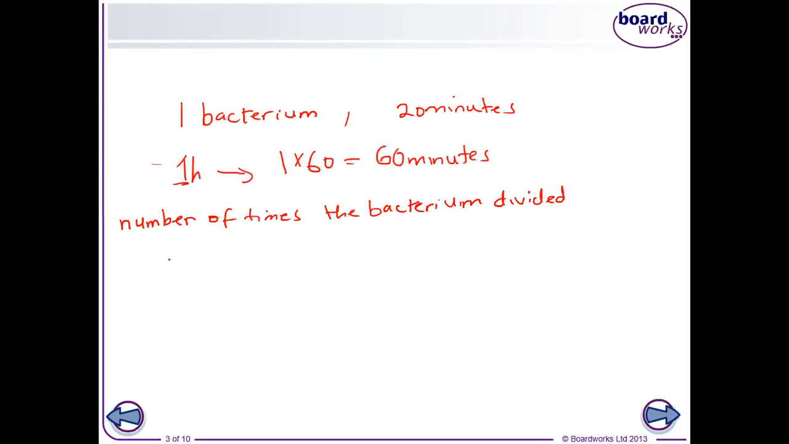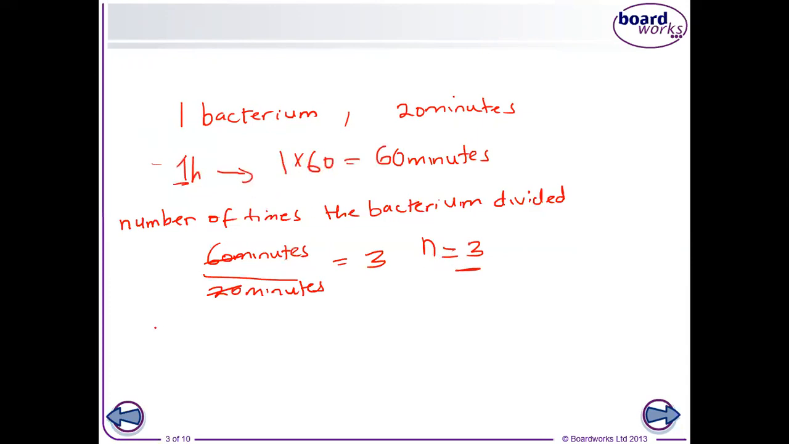So if you want to find that, since the total time that the incubation took place is 60 minutes, and it divides after every 20 minutes, how many 20 minutes can we find in 60 minutes? We divide it by 20 minutes. And that's going to give you 3. So the number of times, represented by n, is equal to 3. That is to say, the bacterium would divide 3 times within 1 hour.